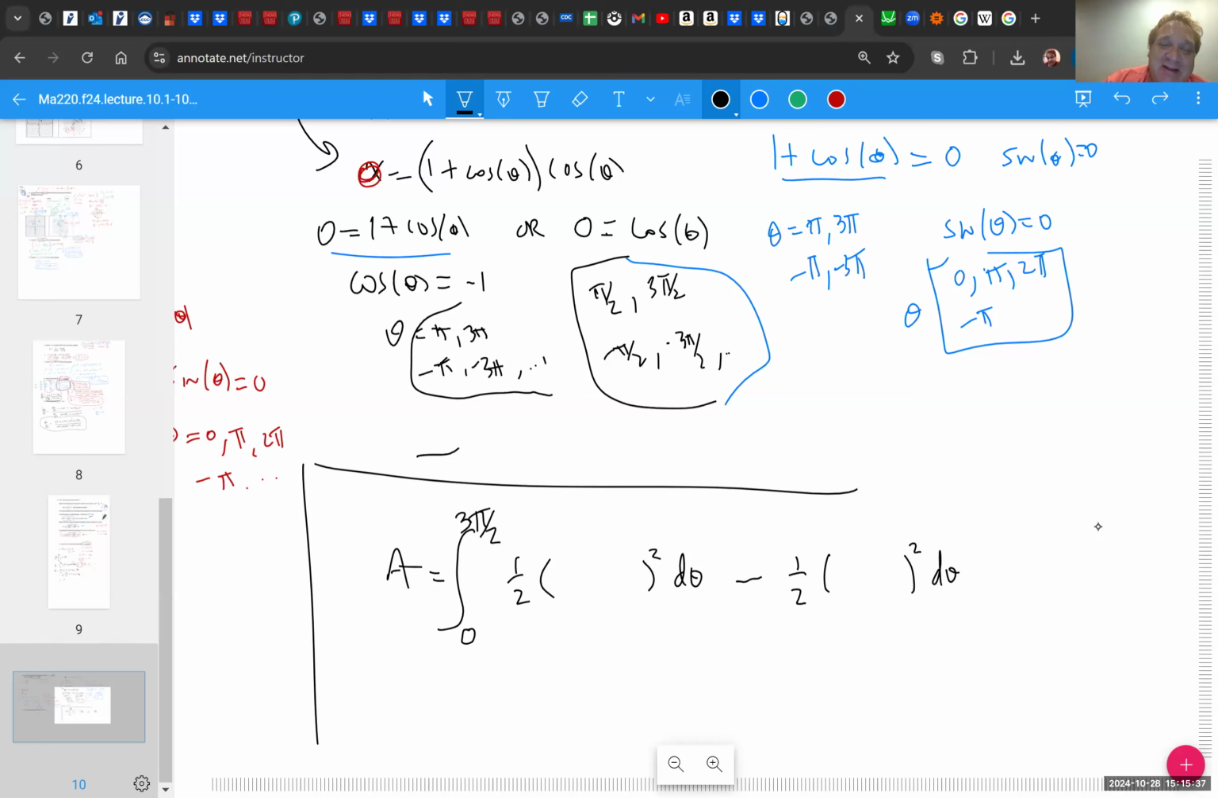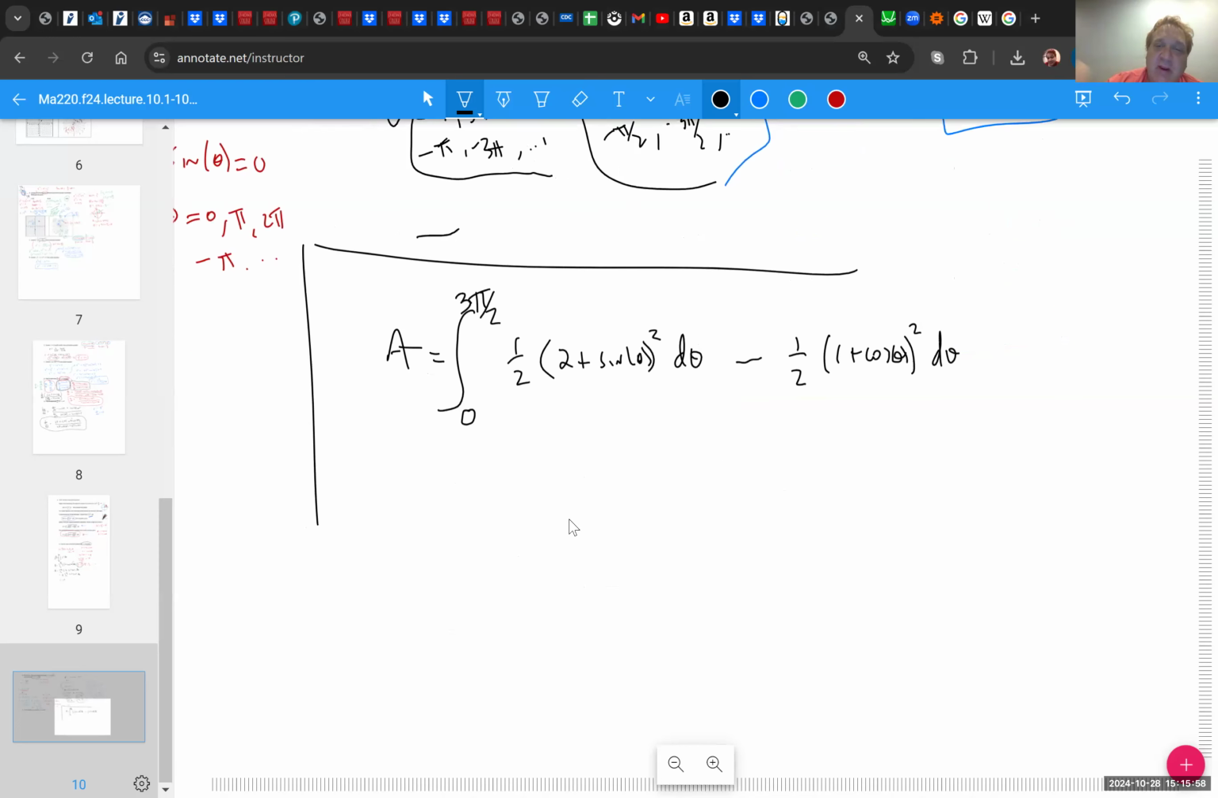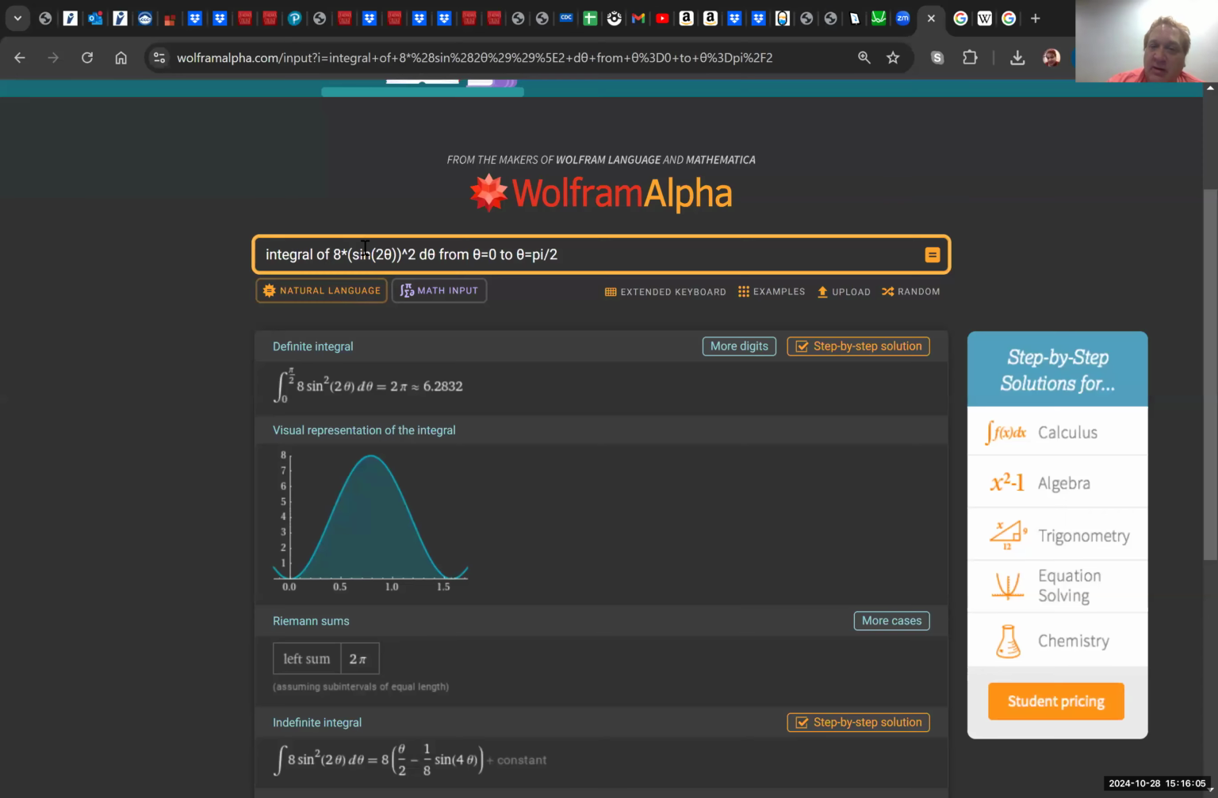Okay, so the outside was 2 plus sine theta. The inside one was 1 plus cosine theta. And now we just got to integrate, right? We just got to do the big integration. Again, let's just use a math engine to do it for us. Just got to put this big thing in there and then do the math. And I would do that in Wolfram Alpha, just like I did here. And I just have to change this to be the new integrand.